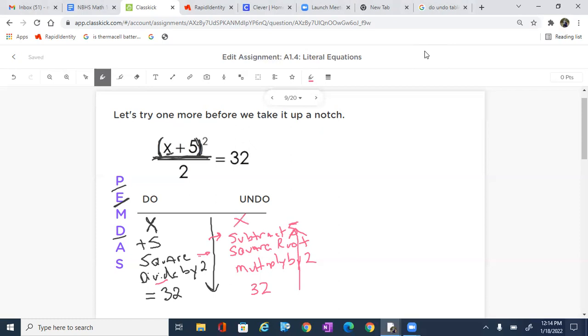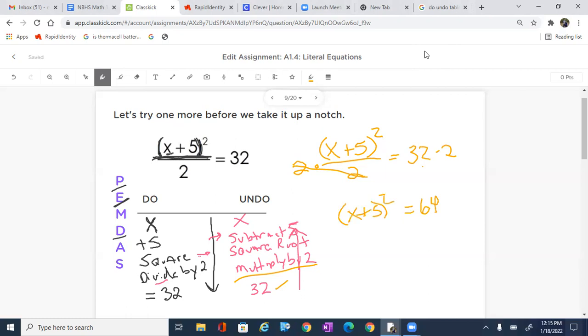Okay, so let's go ahead and work it through off to the side so we can see exactly what those solutions are. So I'm going to take (x plus 5) squared, all over 2, equals 32. And I'm going to follow all of the undo steps. So we take 32, and now we're going to multiply by 2. So let's multiply by 2. 32 times 2 is 64, equals (x plus 5) squared.